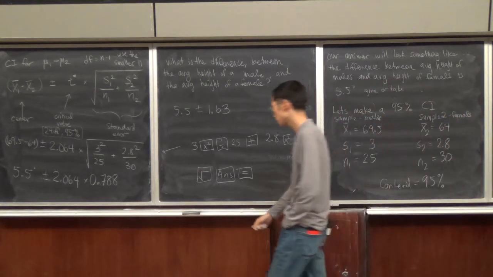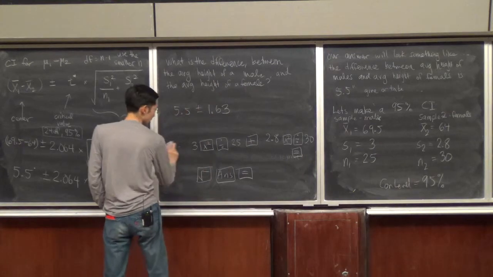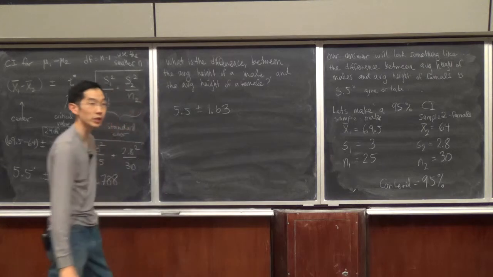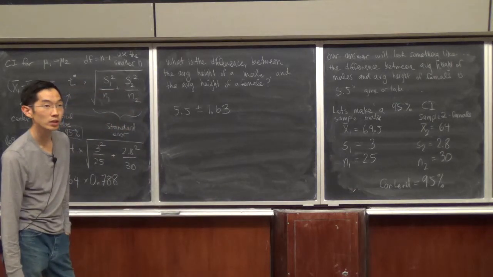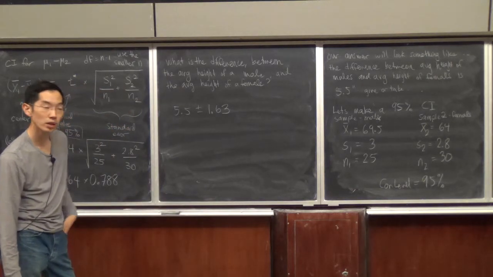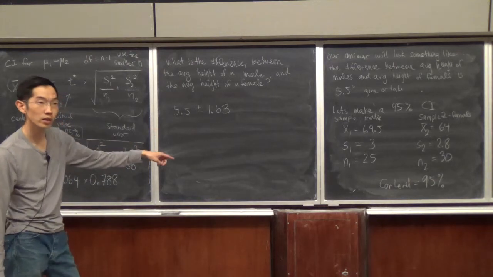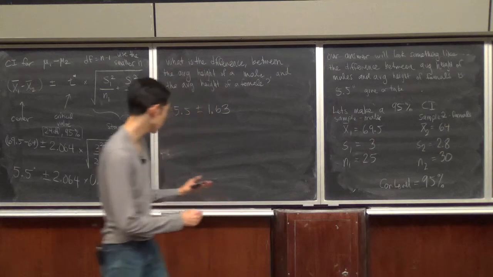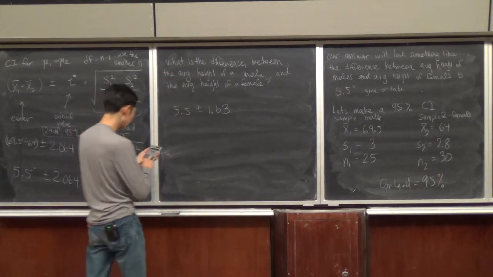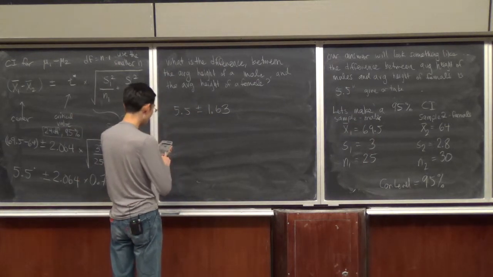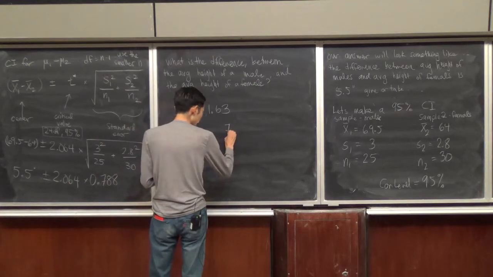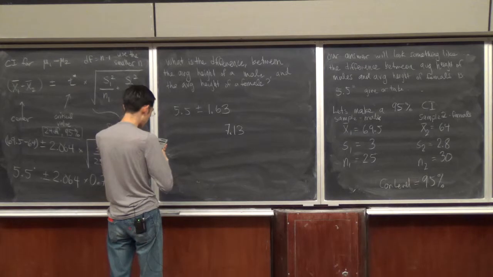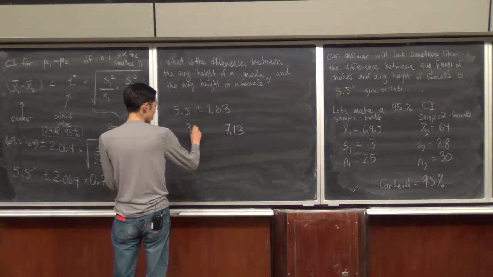Or we can say, yeah, so I do the plus minus, okay? So I do 5.5 plus 1.63 and I get 7.13, and I do 5.5 minus 1.63 and I get 3.87.